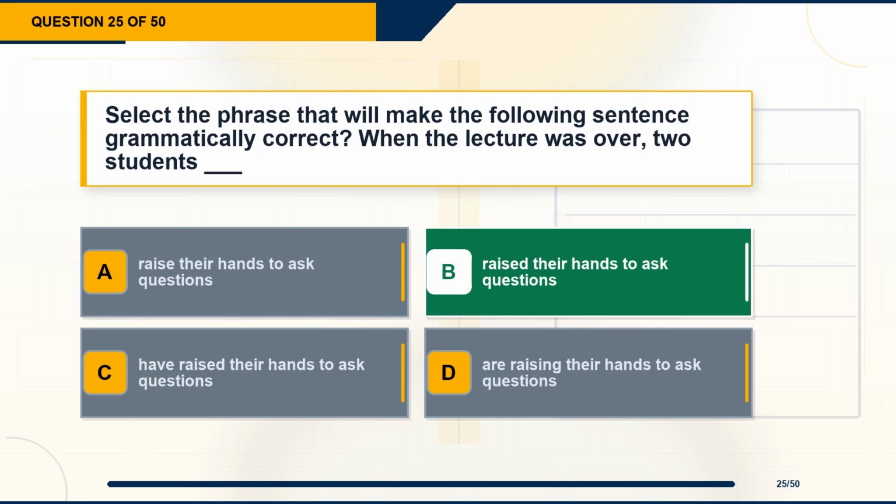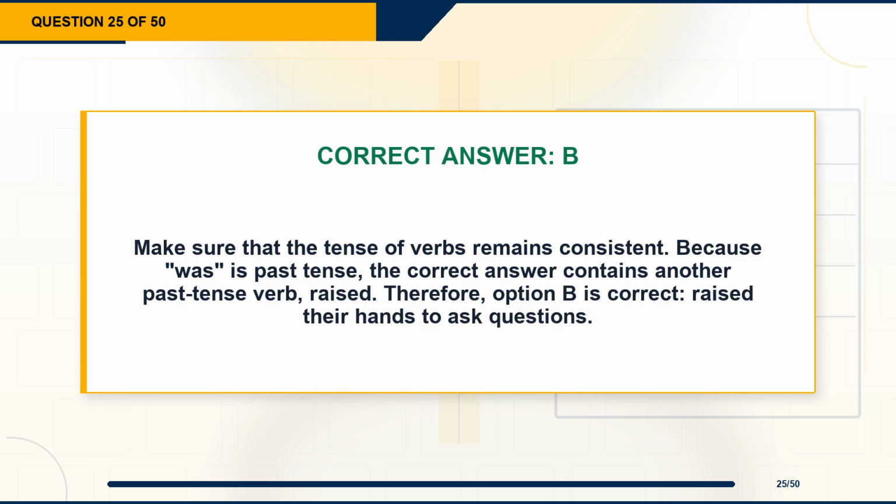The correct answer is option B, raised their hands to ask questions. Explanation: make sure that the tense of verbs remains consistent. Because was is past tense, the correct answer contains another past tense verb, raised. Therefore, option B is correct, raised their hands to ask questions.